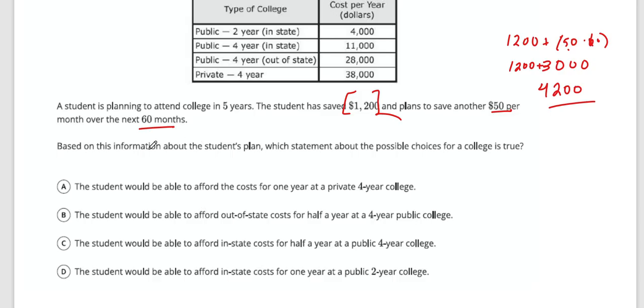The student would be able to afford the cost for 1 year at a private four-year college. What?